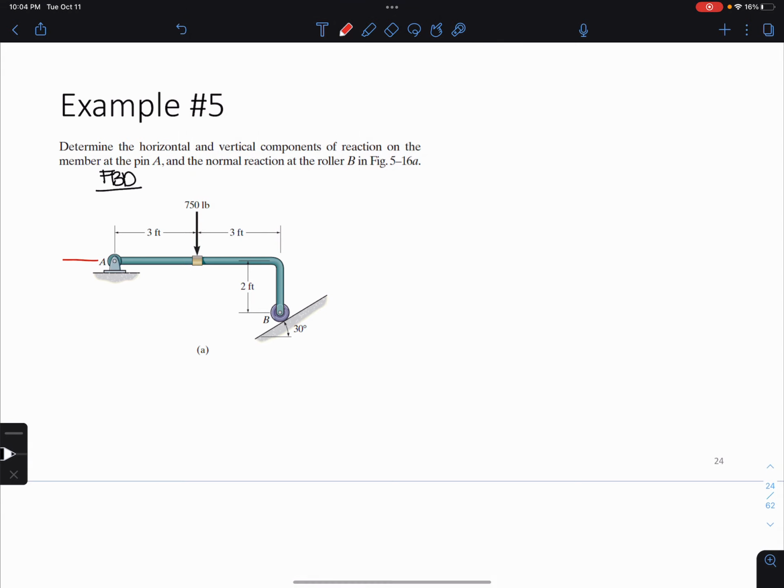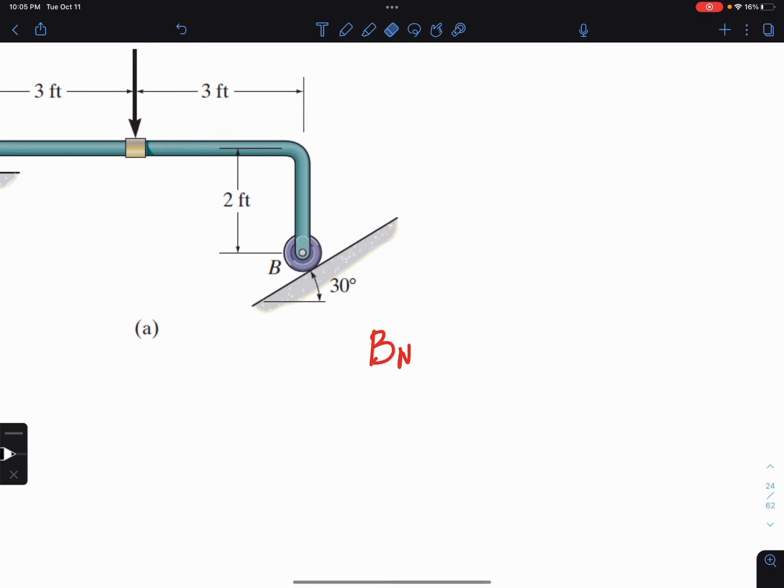So if I have a pin at point A, that means I have an Ax and I have an Ay. I have the normal reaction to the surface, right? It's perpendicular to the surface. I'm going to call that B normal. And then I have the 750-pound load and everything else I already know. Okay. If a 30-degree angle acts there, that means, okay, I want to make sure, let me draw this so it's a little more clear.